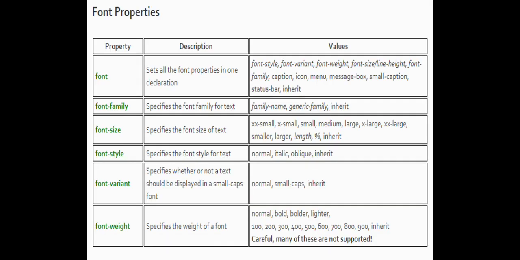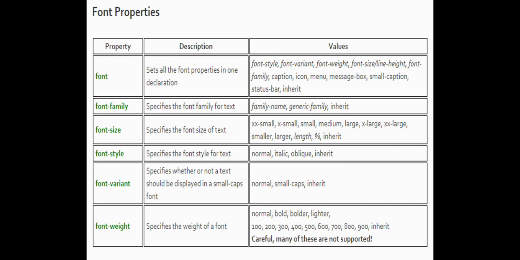So next we have the font properties, one of the important concepts. In the exam they will ask you to explain font style sheets with their properties, so this is all you need to explain. Font sets all the font properties in one declaration, that is font style, font variant, font weight, font size. By using the font tag you can use these values. Next we have font family, which specifies the font family for the text, that is font names. We can give the name of the particular font we need to use for the text.